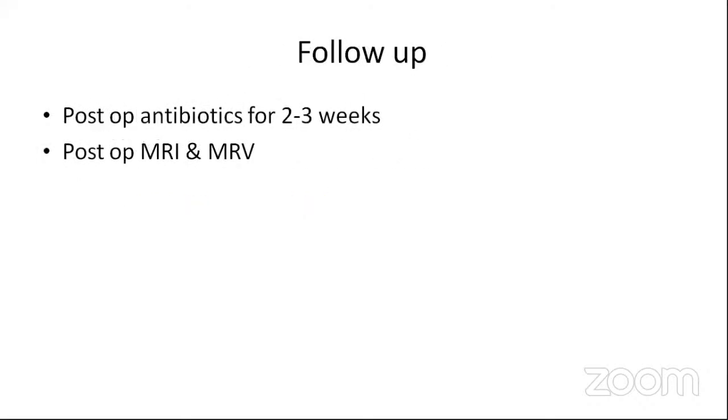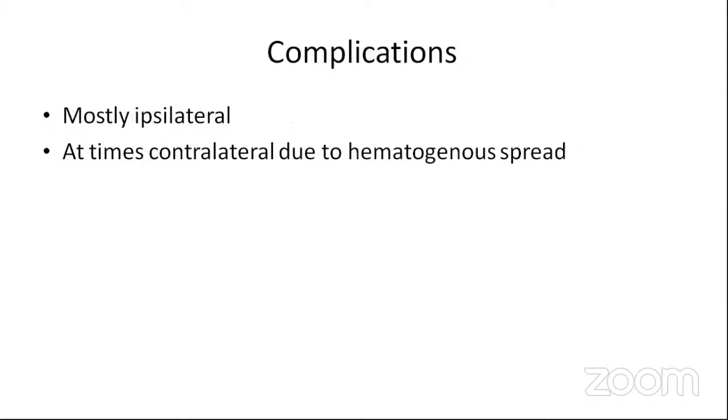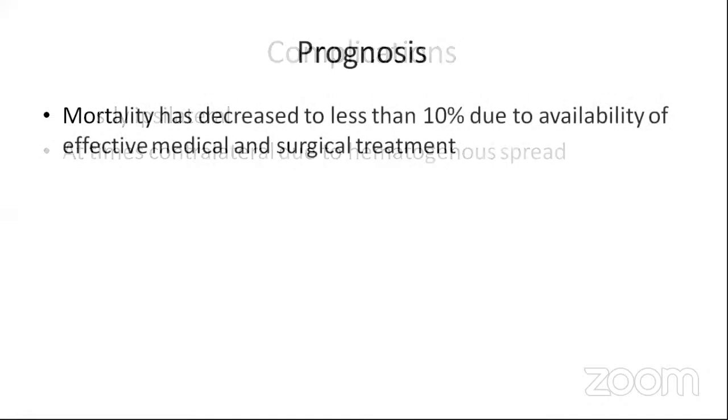Postoperative antibiotics must be given for 2 to 3 weeks, and postoperatively we follow up the patient with MRI as well as MR venography. The complications are usually ipsilateral, sometimes contralateral also. Due to hematogenous spread, the complications are mainly because of the spread of the thrombus. They can be septicemia, meningitis, subdural abscess, cerebellar abscess, and other thrombosis. Because of effective medical and surgical management, the mortality has decreased from 50% to less than 10%.